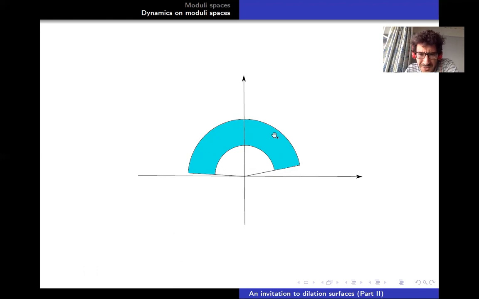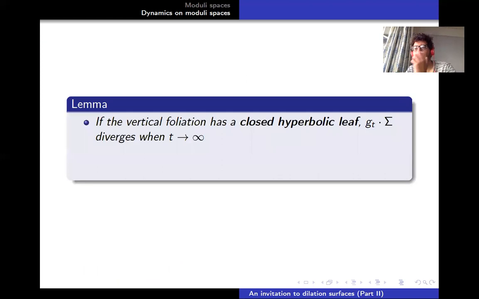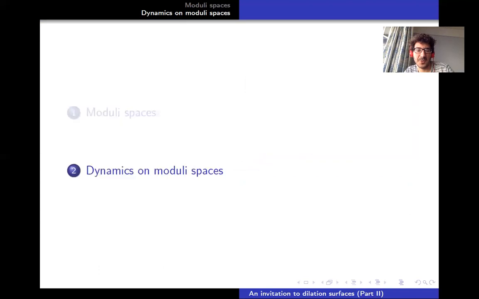Okay, so basically this Teichmüller flow detects closed leaves, closed attracting leaves, that I call closed hyperbolic leaves. And if I have one in the vertical direction, so basically I have my dilation surface, I hit it with my Teichmüller flow and I wait for a very long time. If it had a hyperbolic leaf in the vertical direction, well, then what happens is that I shoot off to infinity, in the sense that I had my moduli space here.